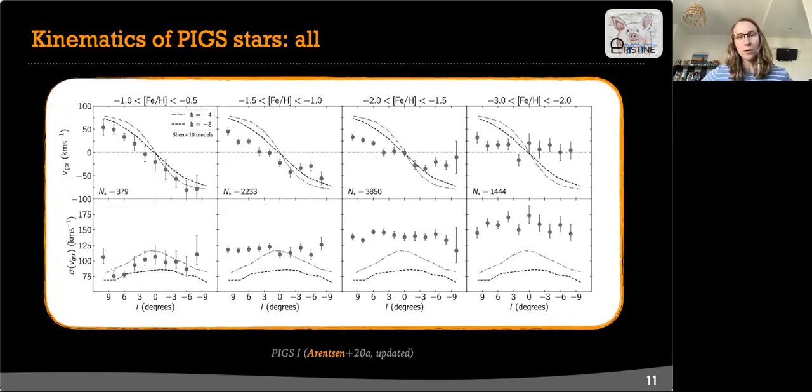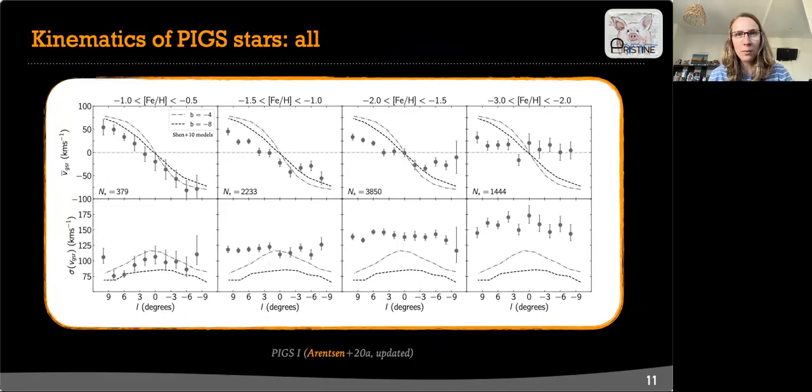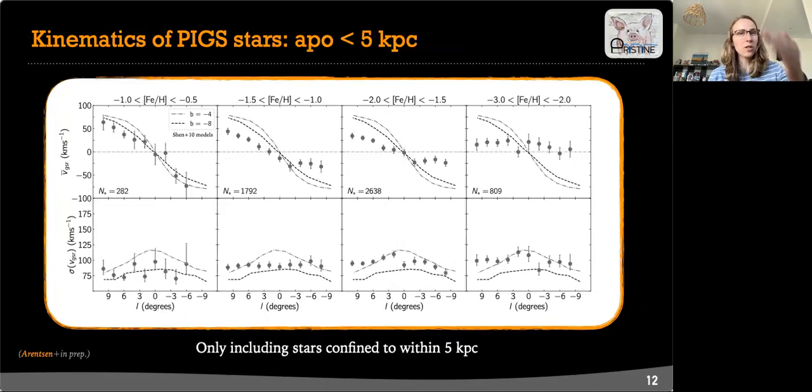So what happens for PIGS if we start making cuts on, for example, the apocenters? Here's again the same plot that I showed you before for all of the stars with all the different orbits. And then the next slide I'll show for only stars that stay within 5 kiloparsec. And I'll flip a few times between them. And you can see very clearly that the velocity dispersion drops. And actually the rotational signature becomes cleaner because you're removing just the outliers from the halo.